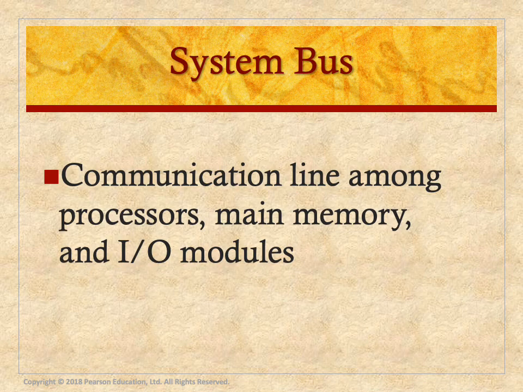And finally, we have the system bus as a hardware component, which is a communication line among the processor, the main memory, and the input and output modules. So the system bus ensures that the processor has access to the memory and also that data stored in the memory can be transferred to the input and output modules.